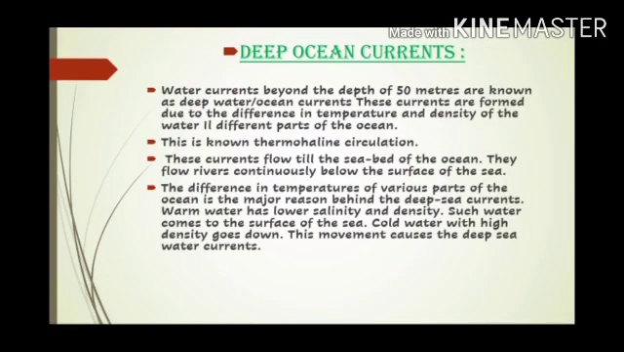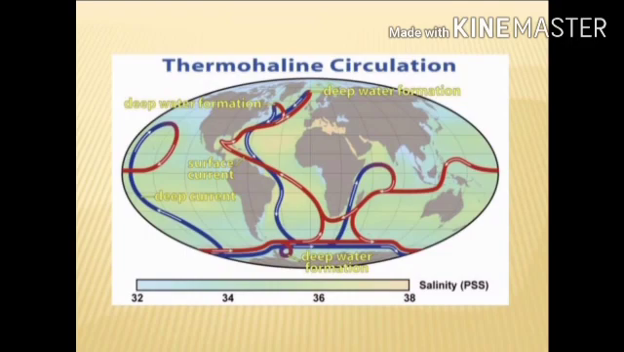Deep ocean currents. These water currents are beyond the depth of 500 meters. These currents are formed due to the difference in temperature and density of water in different parts of the ocean. This is known as thermohaline circulation. Yes, children, what is it known as? Thermohaline circulation. That is circulation of water in the deep ocean due to change in temperature and density. These currents flow till the seabed of the ocean. They flow like rivers continuously below the surface of the sea.